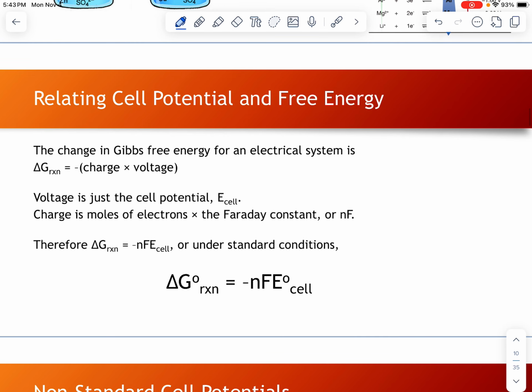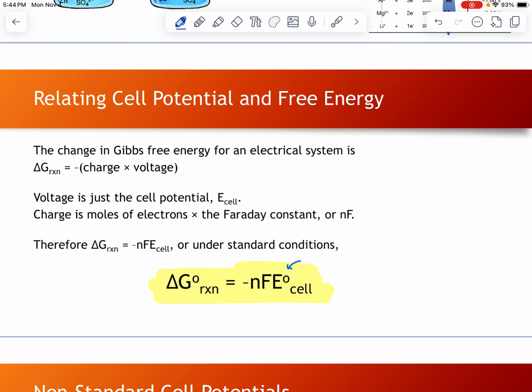We want to relate that cell potential to the free energy. So the change in Gibbs free energy for an electrical system is equal to the negative of the charge times the voltage being that potential. Okay, so voltage is the cell potential. Charge is the moles of electrons times Faraday's constant. Okay, and so we get at the end this equation. This says delta G is negative nFE. This little degree symbol still means we're in standard state, so 1 molar concentrations.